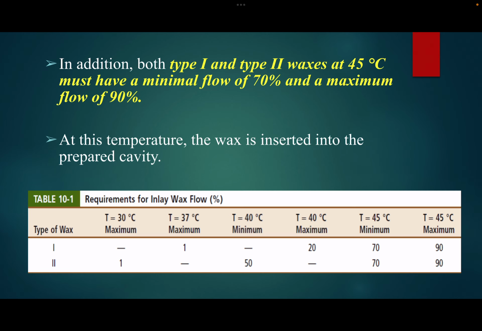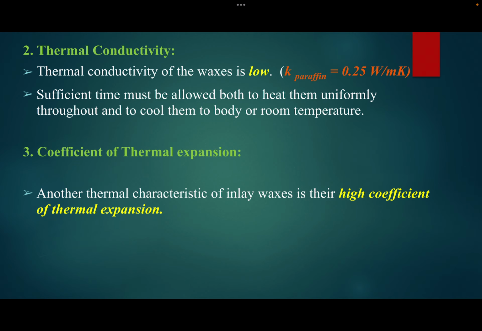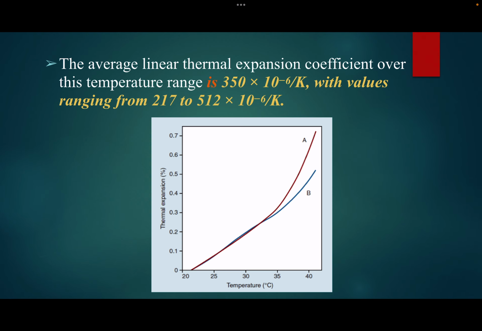Both type 1 and type 2 waxes at 45 degrees Celsius must have a minimal flow of 70% and a maximum flow of 90%. Thermal conductivity. The thermal conductivity of the waxes is low, so sufficient time must be allowed both to heat them uniformly and to cool them uniformly. Coefficient of thermal expansion. It has a high coefficient of thermal expansion, about 350 × 10^-6 per degree Kelvin.